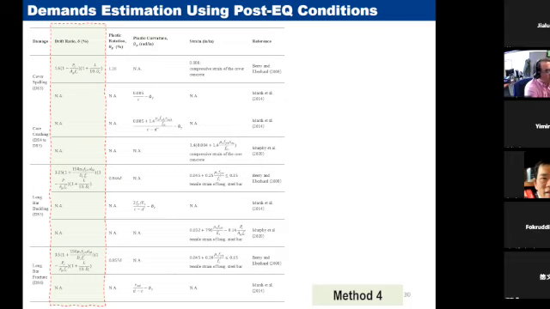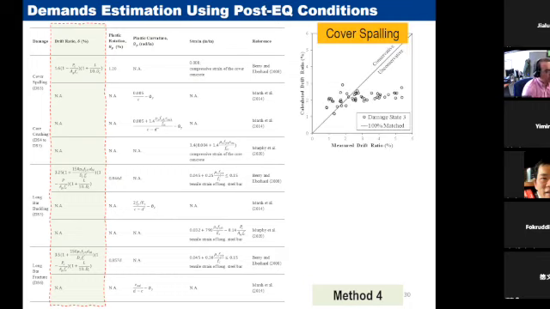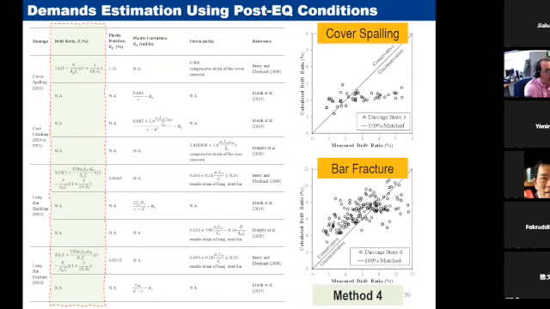So, for example, the study by Berry and Eberhard, they have equations to find the drift of bridge column at cover spalling, drift at core crushing, and drift at bar fracture. So we have that tool. It's simple, it's easy, doesn't need any extensive engineering analysis, just needs a few parameters of the bridge column. And if you know what damage state, what kind of damage you are dealing with, you can estimate how much displacement or drift that bridge saw during that event. So we're focused on this one.